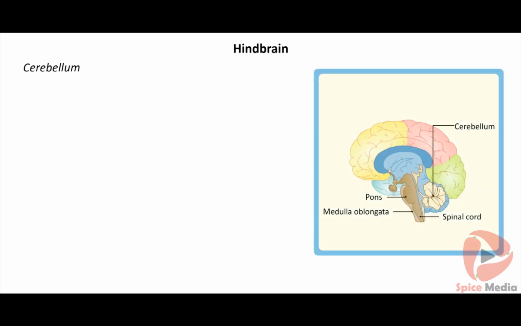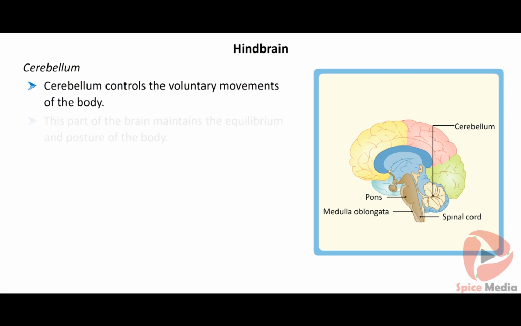The cerebellum lies behind the cerebrum. It has grey matter on the outer surface and white matter in the deeper layers. It controls all the voluntary movements of the body and is also responsible for the maintenance of equilibrium and posture of the body. The brain stem consists of pons varioli and medulla oblongata.